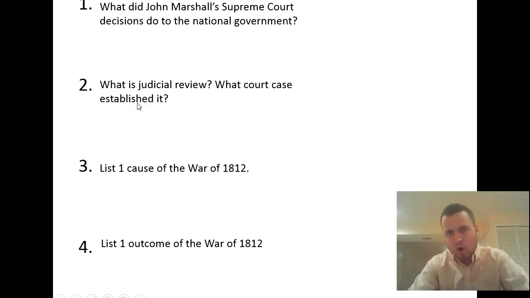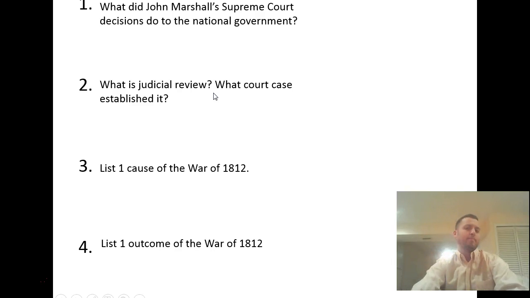2, what is judicial review? It is the power of the courts to declare a law unconstitutional. It is the power of the courts to rip up a law and throw it out. What court case established this? Marbury versus Madison established judicial review. Perfect.